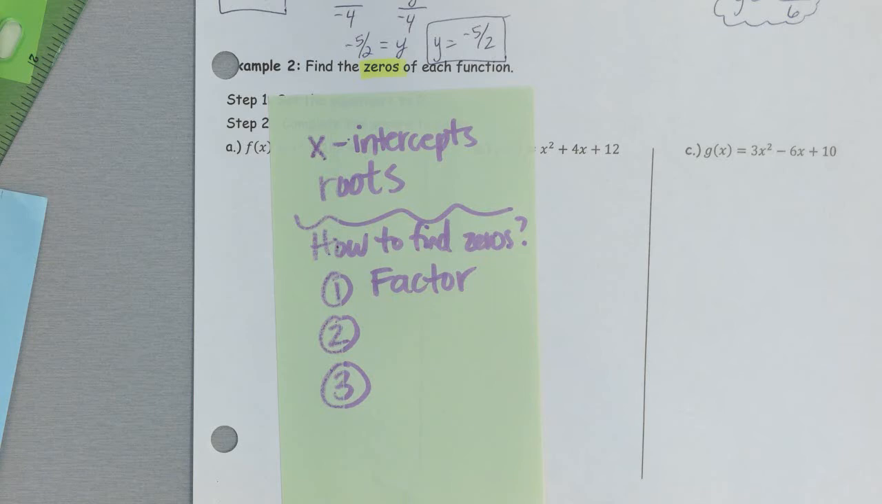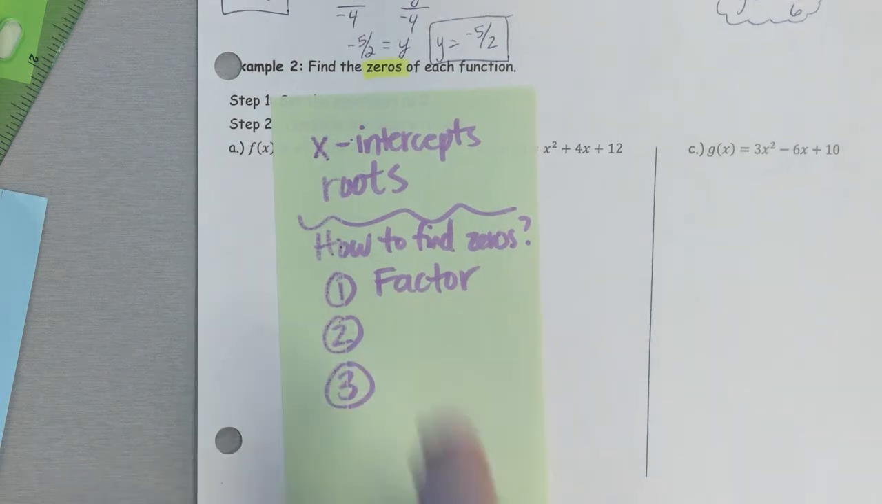Rashawn, you remember? How else do we find zeros? That would be the y-intercept instead of the x-intercept. Right? So x is 0 when it's a y-intercept. You could set the equation equal to 0, and then how would you solve it? So one way is factoring. What's another way that we did?